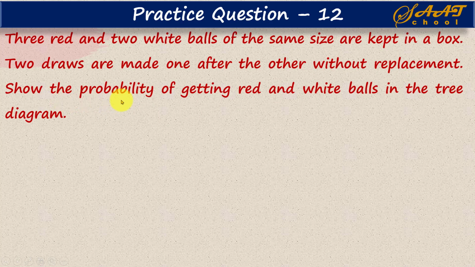Now you have to show the probability of getting red and white balls in a tree diagram. You just have to show. You don't have to find the probability of getting red or white, something like that. Just show it in the tree diagram. So this is how you have to follow practice question 11. You have to follow exactly the similar process. You can do that. Complete this challenge. I hope you can manage this.